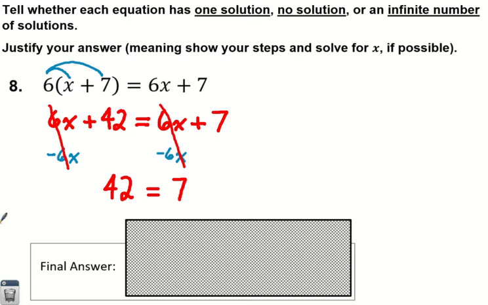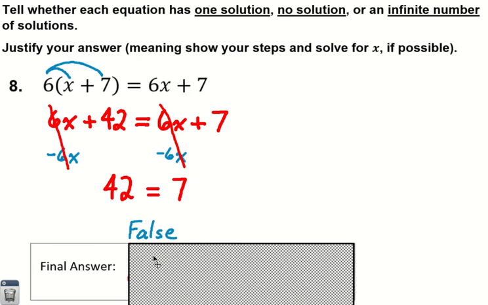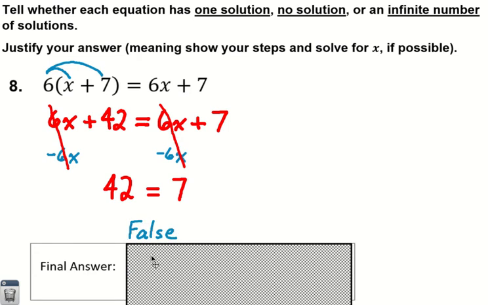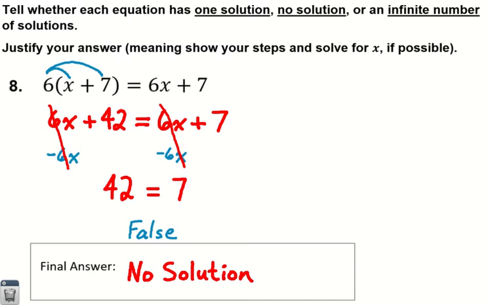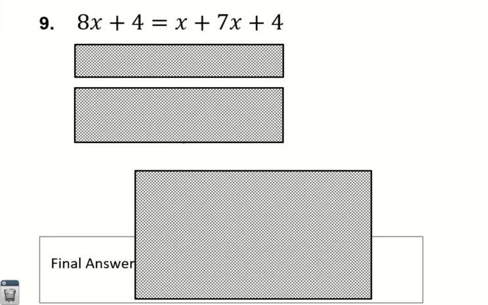So we have 42 equals 7, which is a statement that's either true or false. So does 42 equal 7, or is that a dirty lie? That is false. What that really means is no solution at all when it's false.